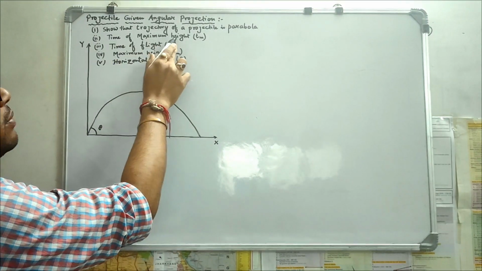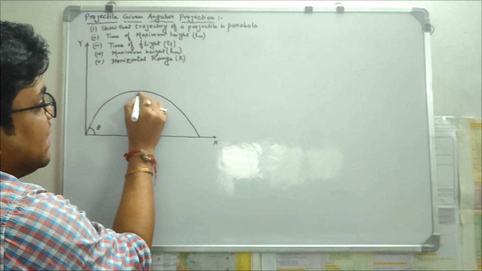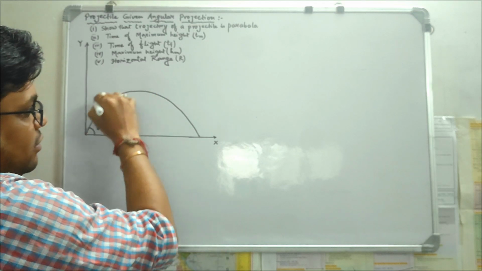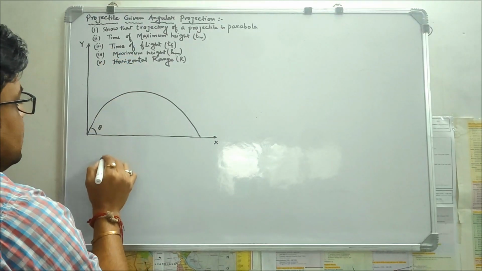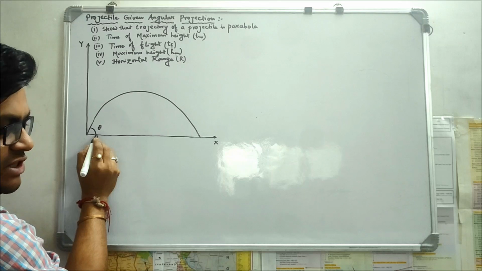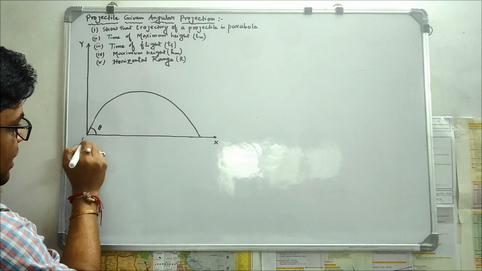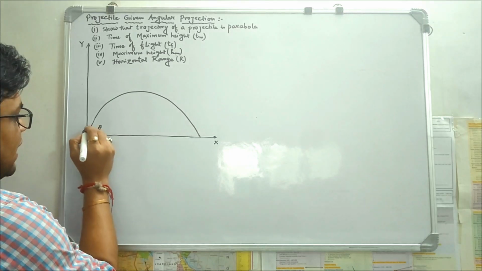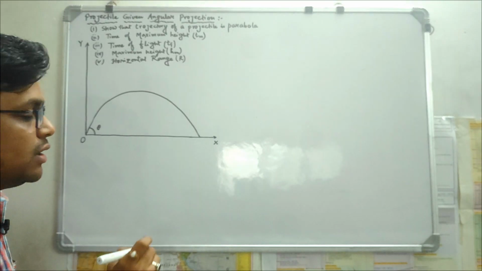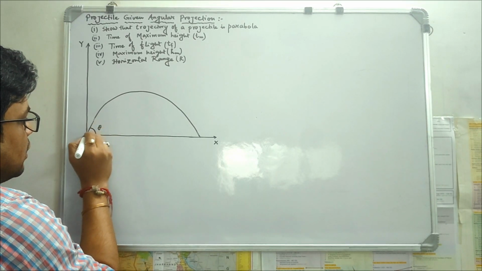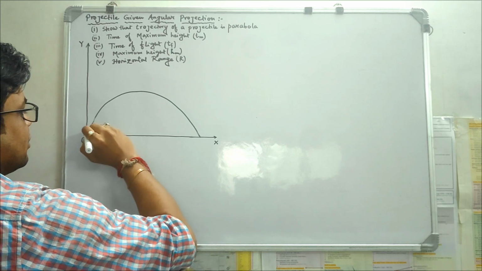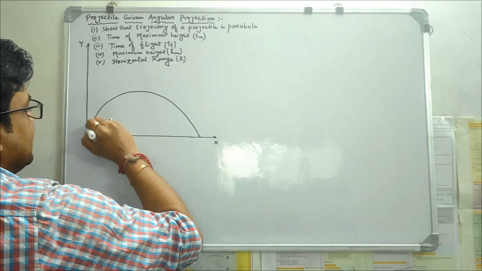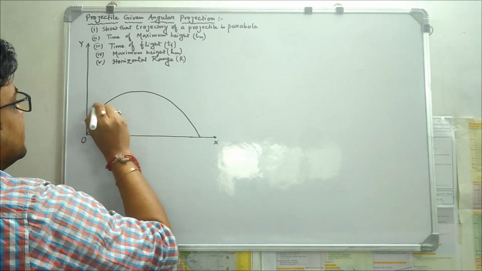Next is the time of maximum height, meaning how much time it will take to reach the maximum height through this path. So when we throw an object from this point, let's take it as origin O, what will happen at each and every point? Suppose we are throwing an object with an initial velocity u. So this is the initial velocity u.